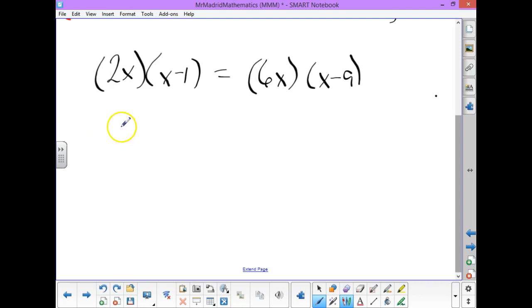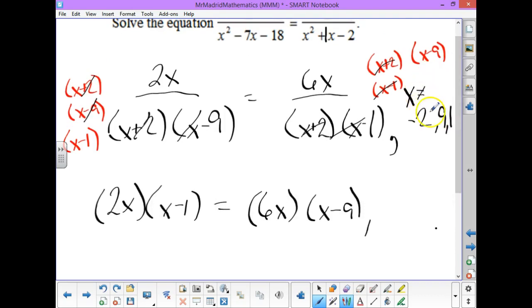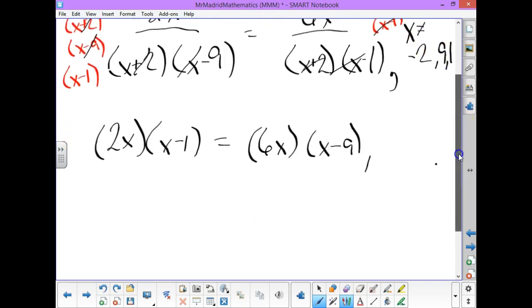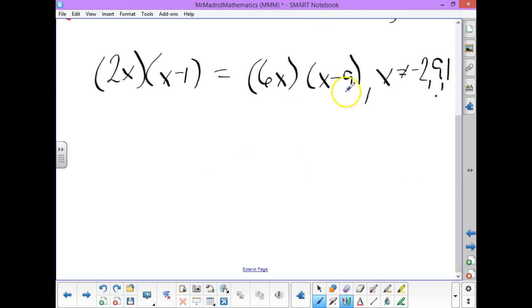So now I'll carry out the multiplication. In good faith, I'm going to continue to carry this information down here. X cannot equal -2, 9, and 1. This is very pre-calculus-like, which is a very good habit moving forward. Alright, let's go ahead and get 2x squared minus 2x equals 6x squared minus 54x.